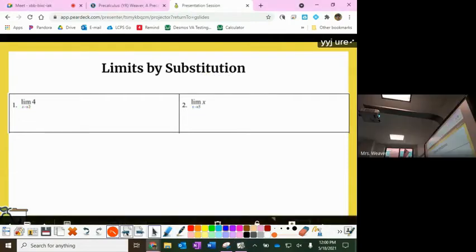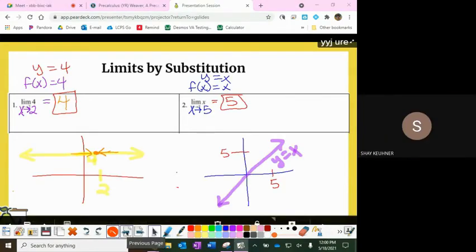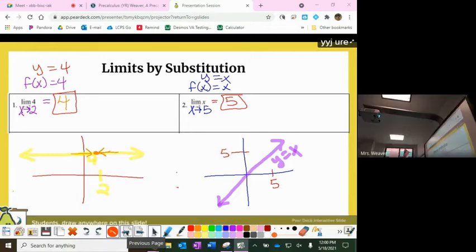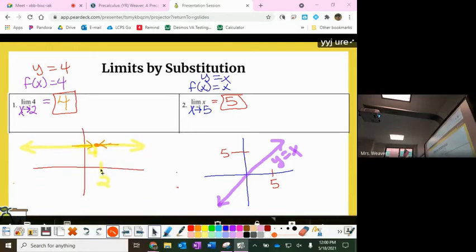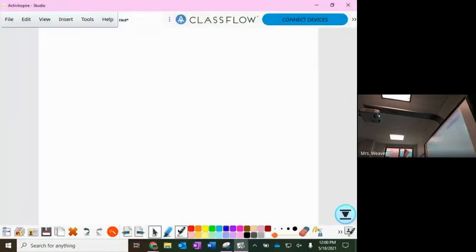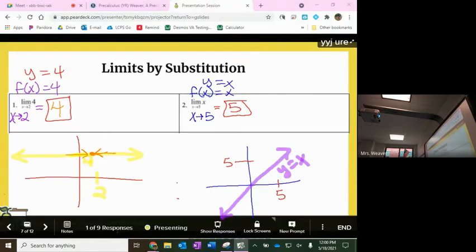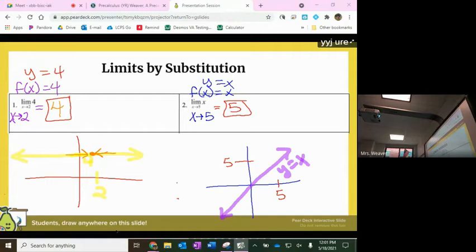Miss Weaver, on the last one, how come the first one is 4? As x approaches 2, as x gets closer and closer to 2 from the right and left, my y value is 4. The whole equation is y equals 4, so y is never anything but 4. Oh, okay, that makes sense. I get it. No problem. Thank you. And I lost my little writing screen, so give me just a sec.